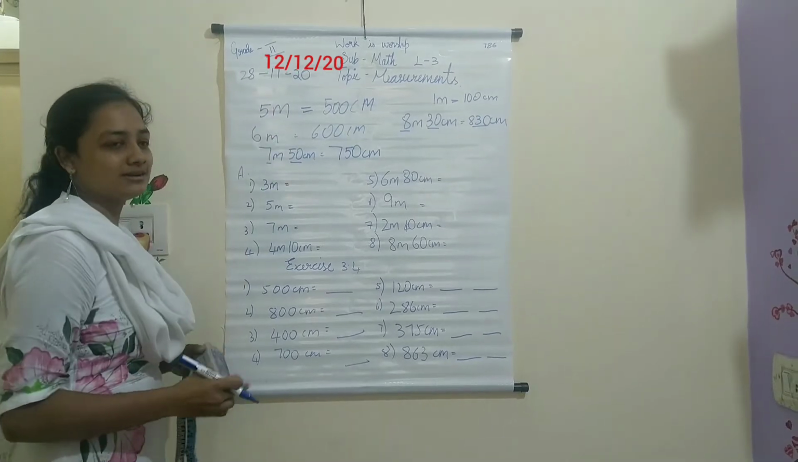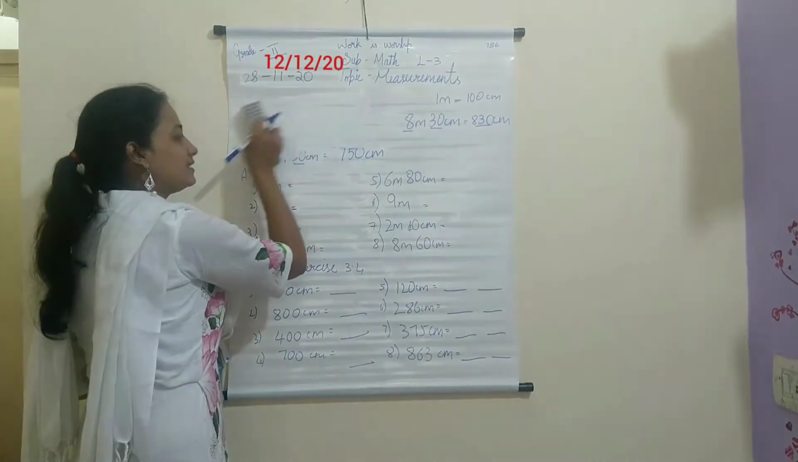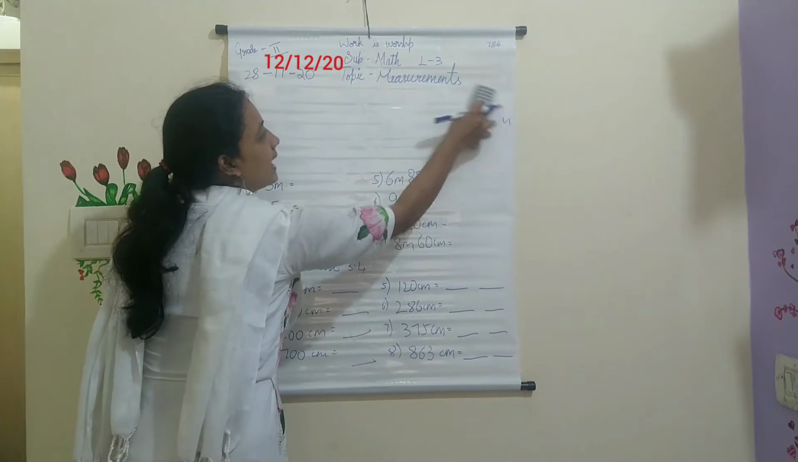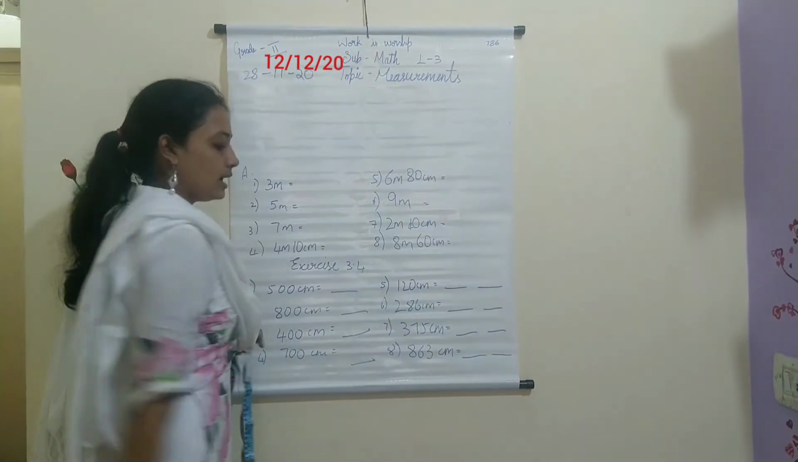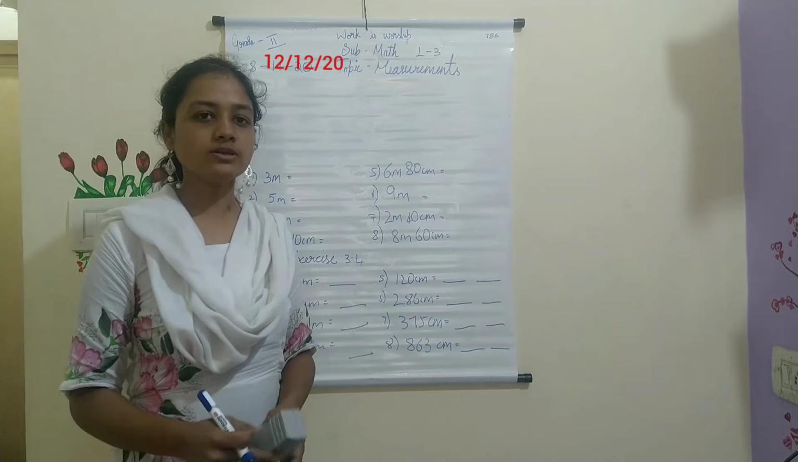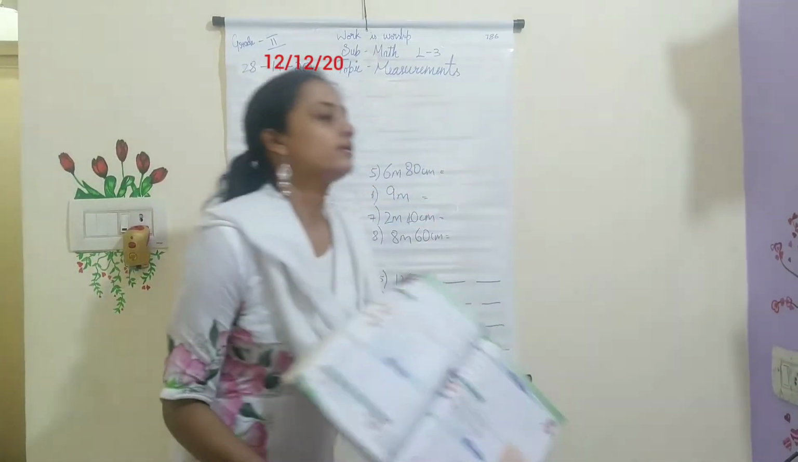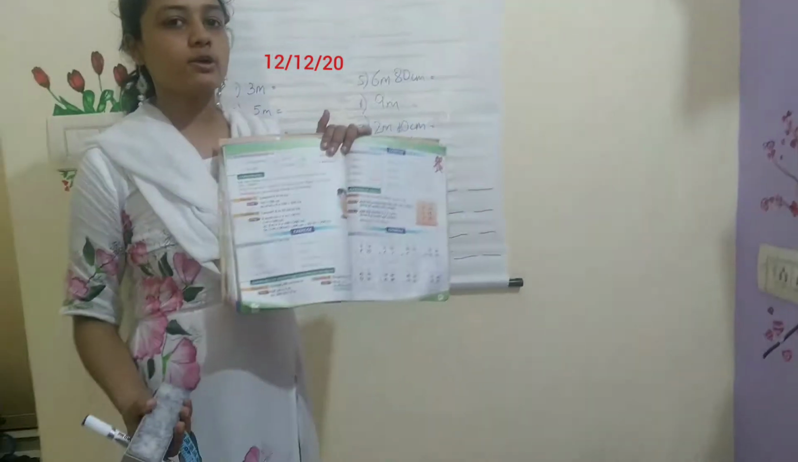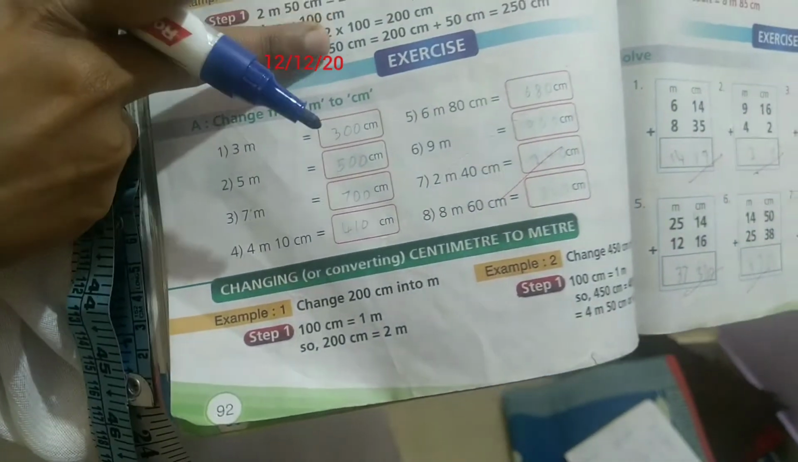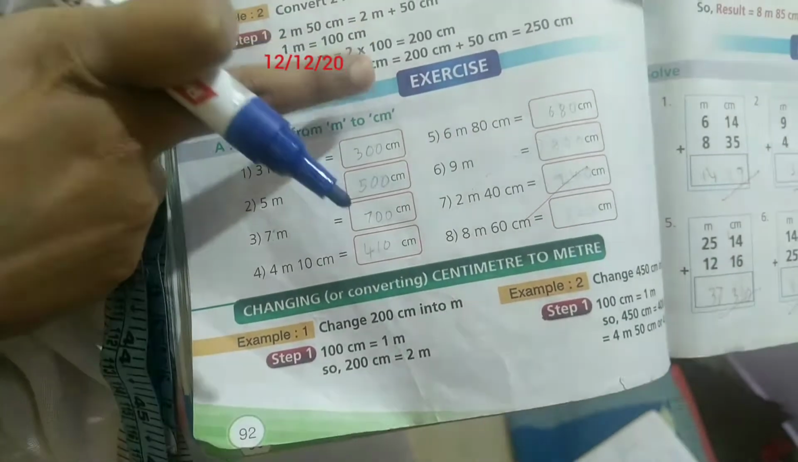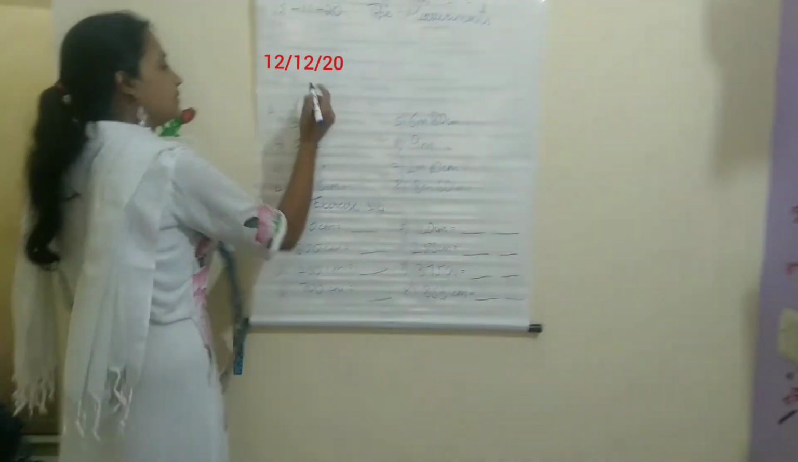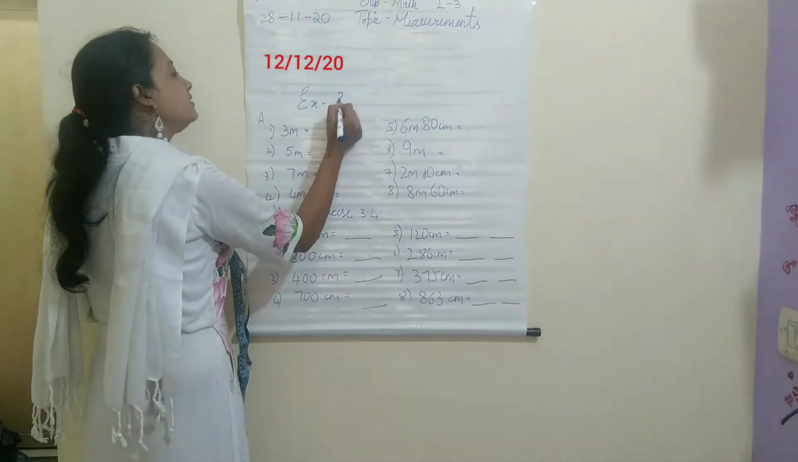Now let us go for the textbook exercises and practice them. I want everyone to take your textbooks and pencils and write along with me. Everybody open your Maths textbook, page number 92. You're going to work out the exercise 3.1. I have written the questions here. This is exercise 3.3.